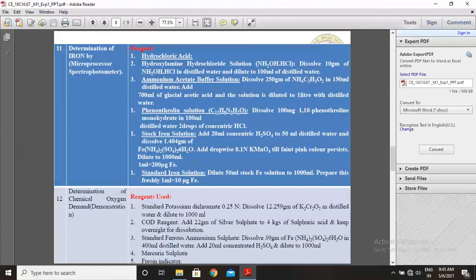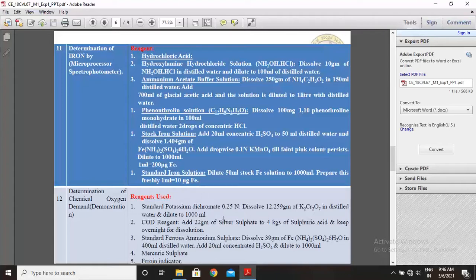Next, standard iron solution is required. To prepare this standard iron solution, dilute 50 ml stock iron solution to 1000 ml. Prepare this freshly. 1 ml becomes 10 micrograms iron. So these are the reagents required to determine iron content. Next, determination of COD. This experiment is a demonstration, but no problem, I will just explain how to prepare the reagents.